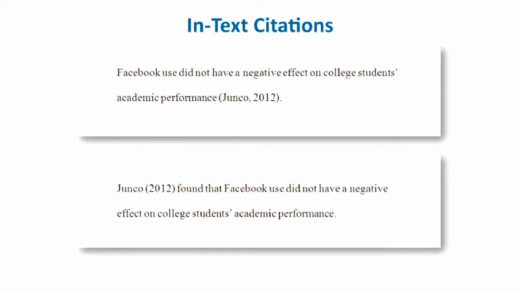In your paper, when you refer to a source you've read, like a journal article or a book, you refer to it by the author's last name and include the year it was published. You can put both the author's last name and year in parentheses at the end of the sentence. Notice that the period goes outside the parentheses. Or you can incorporate the author as part of your sentence and just place the year in parentheses.